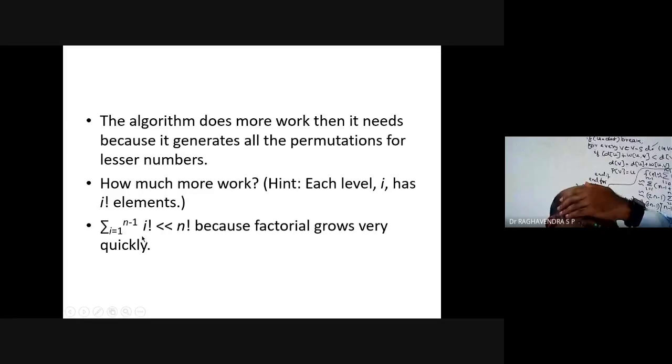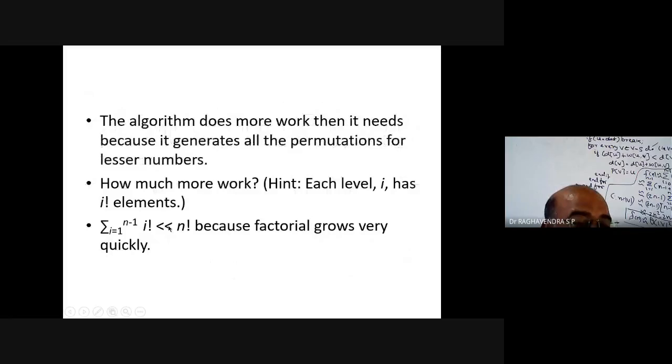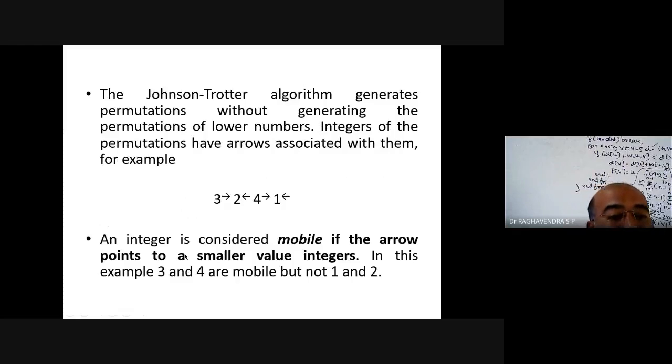6. So whatever the values, they will always be less than or equal to n factorial. That is 1 factorial, 1 is less than or equal to 6. Next, we have 2 less than or equal to 6. Then we have 6 less than or equal to 6. So for solving this, we are going to use a popular algorithm, the Johnson-Trotter algorithm.